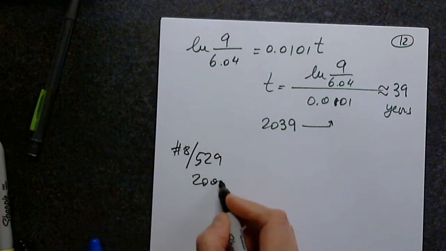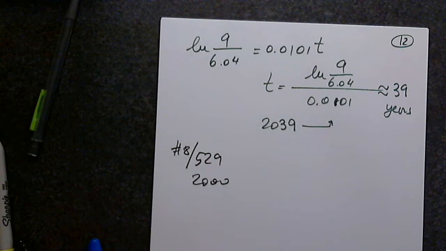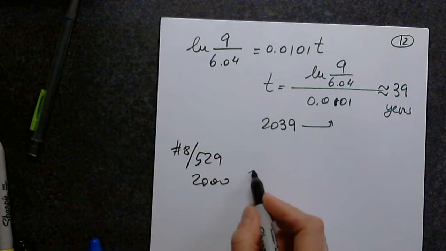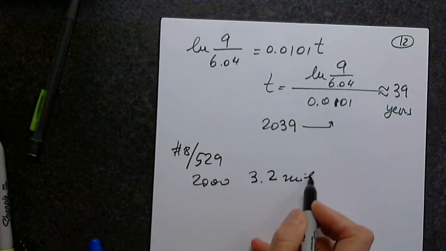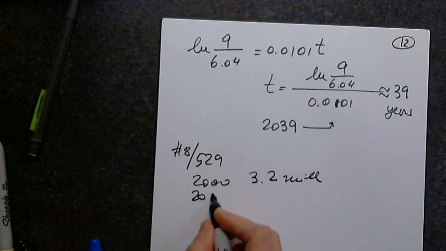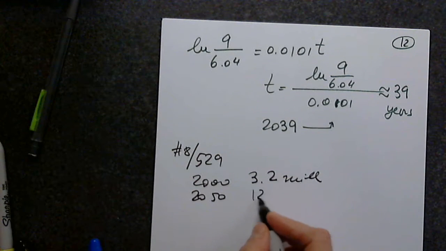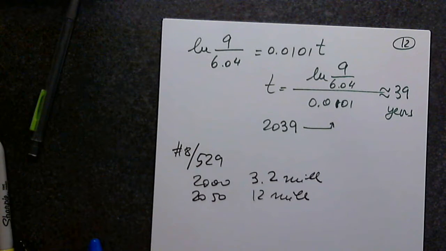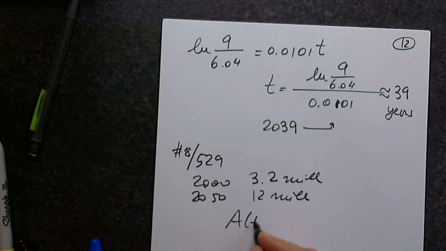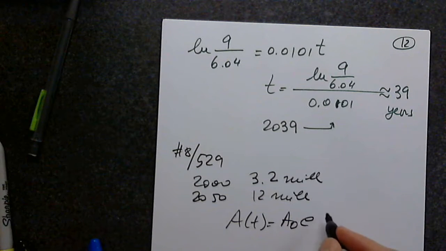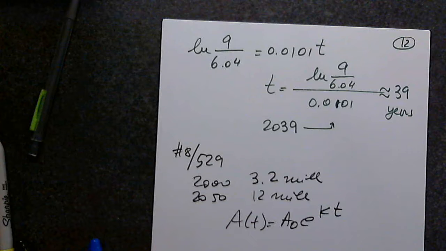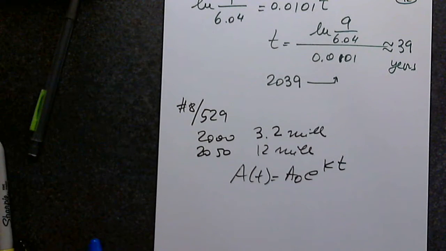In the year 2000, the population of the Palestinians in the West Bank, Gaza Strip, and East Jerusalem was approximately 3.2 million. And by 2050, it is projected to grow to 12 million. Use the exponential growth model, A of t equals A0 e to the kt, in which t is the number of years after 2000, to find the exponential growth function that models the data. Okay, so let's work on this for 1 minute, and we'll do it together.